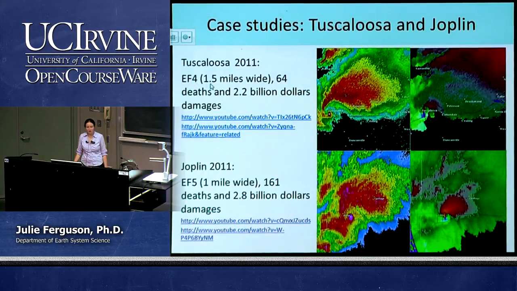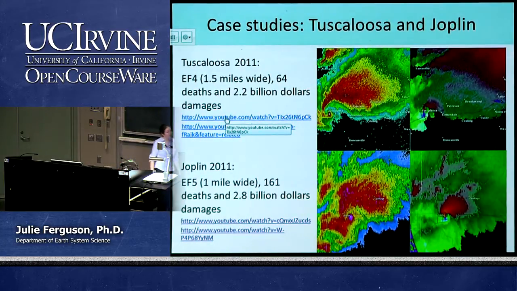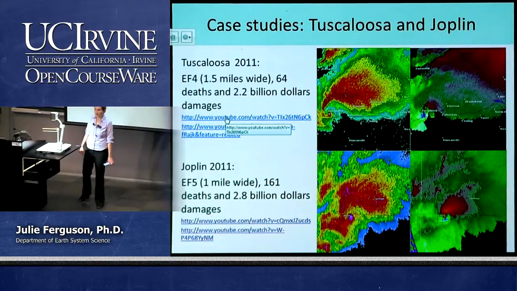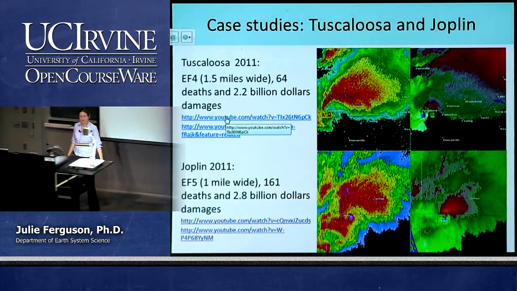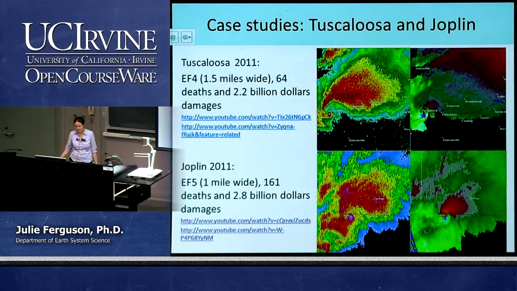It was an EF4, but it was a huge tornado. It was 1.5 miles wide and caused 64 deaths and $2.2 billion in damage. There are two videos there, shot again by people that really shouldn't have been out filming a very large tornado coming towards them. Please don't pack up just yet.